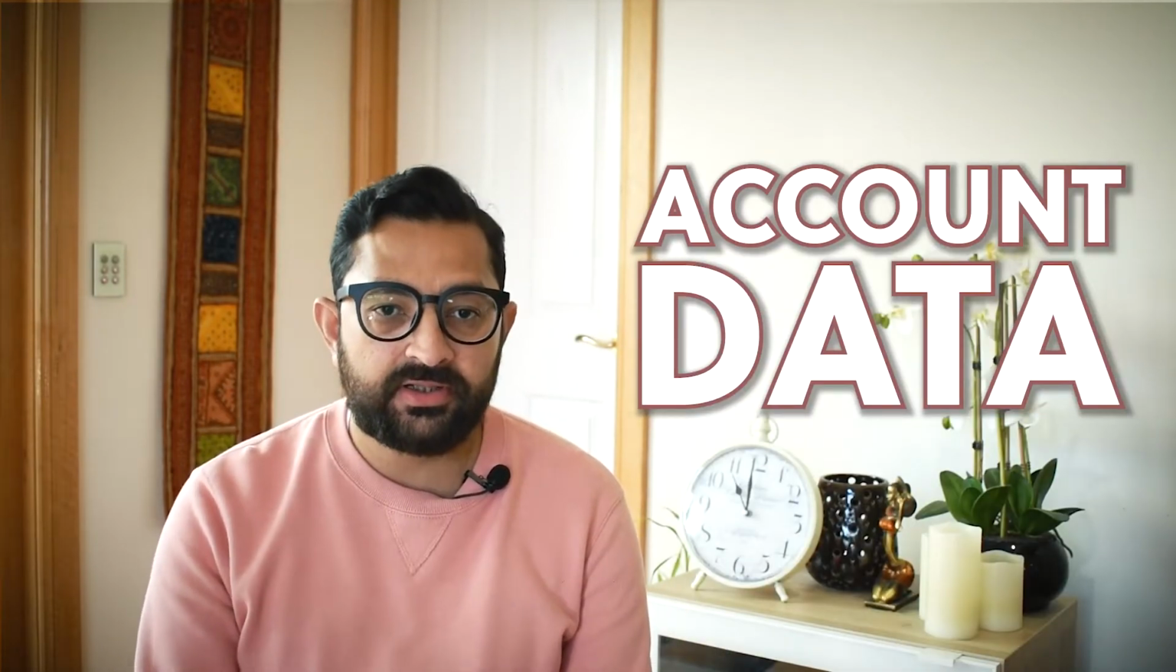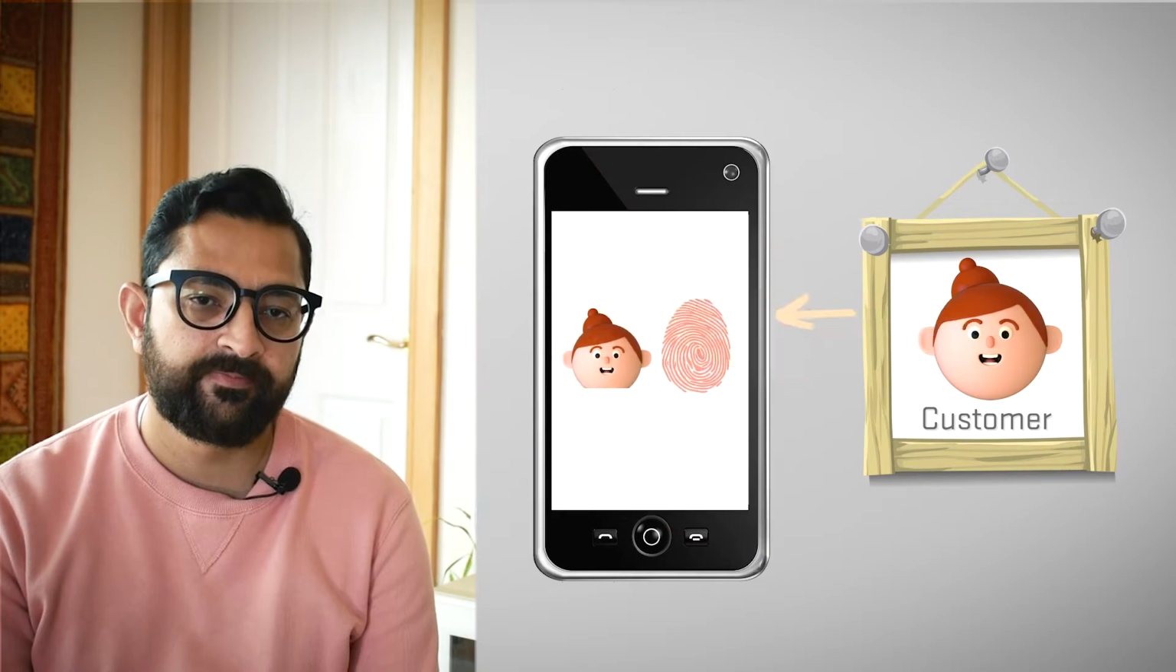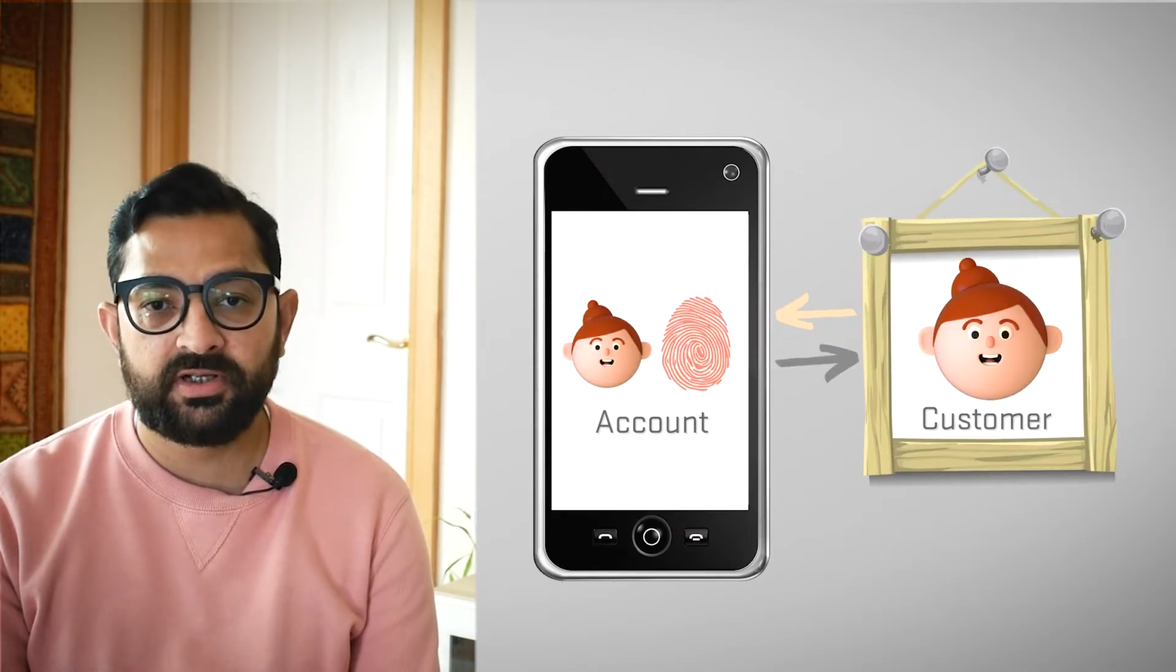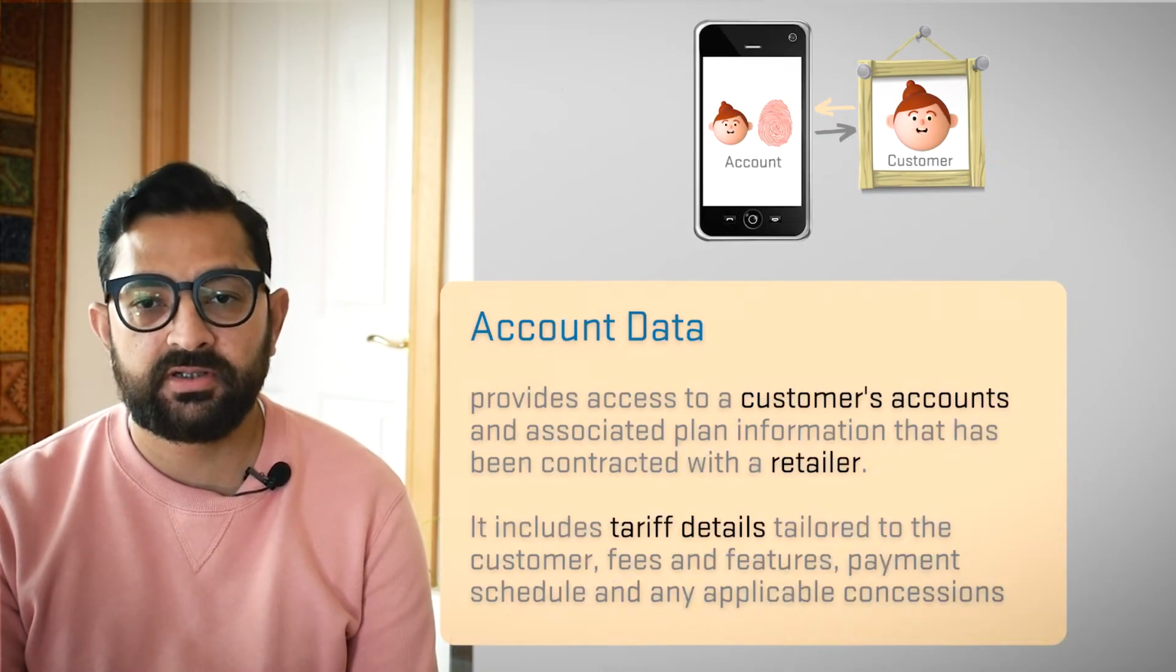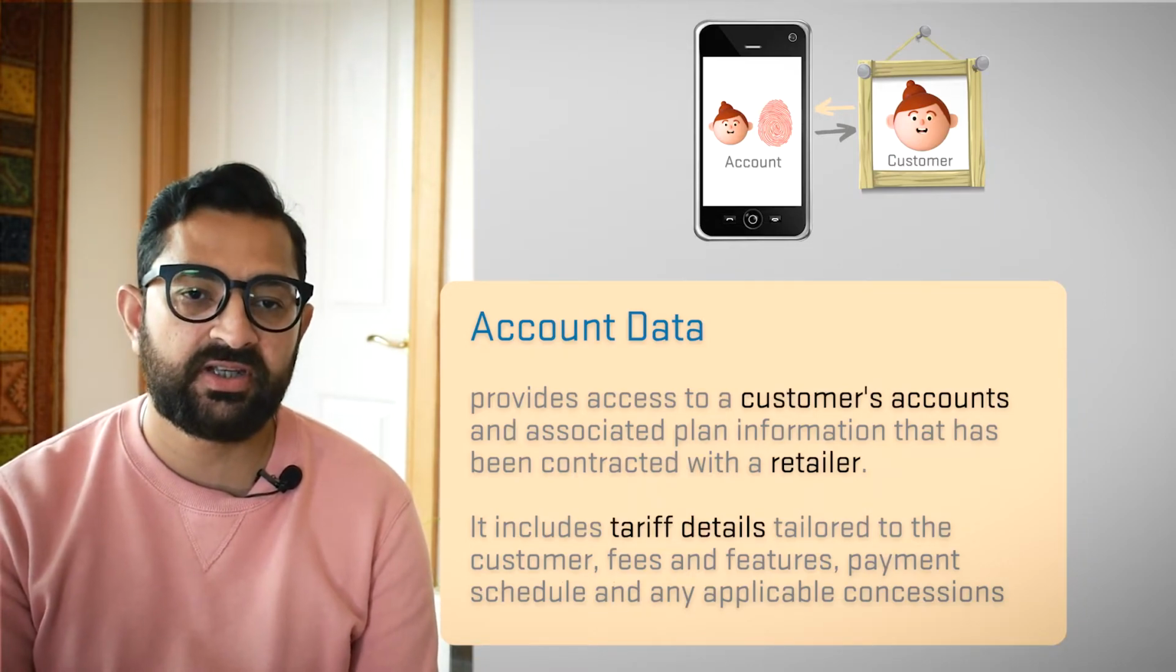The fifth data set, accounts data. This is a data set that provides access to a customer's accounts and associated plan information that would have been contracted with a retailer or energy retailer. It includes tariff details tailored to the customer, fees and features that are again tailored to the specific customer's needs, payment schedule, and any applicable concessions. Acquiring this data set is going to be important as it's going to enable you to access the invoice and billing data associated with the account as well.